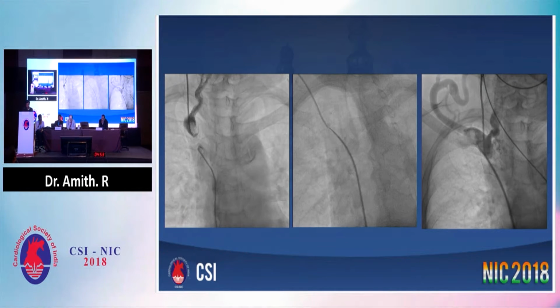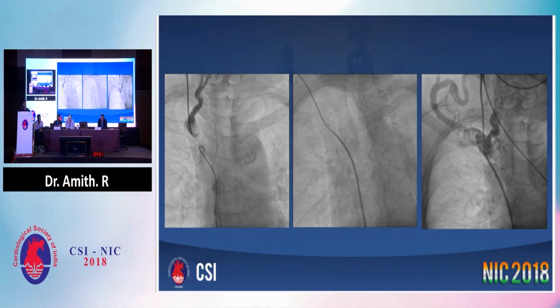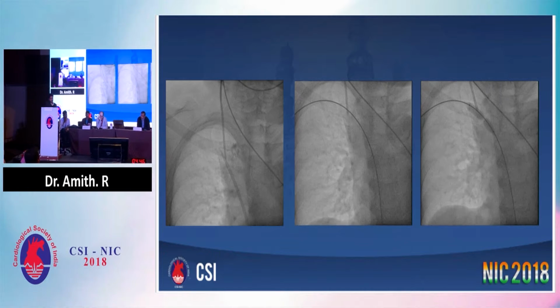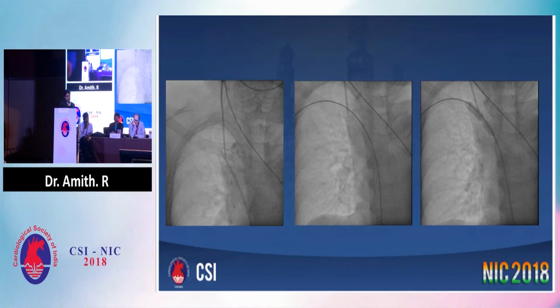And once this was done, we initially passed a 0.018 Terumo wire through the Mullins sheath after taking out the broken Brockenbrough needle, in the first video.